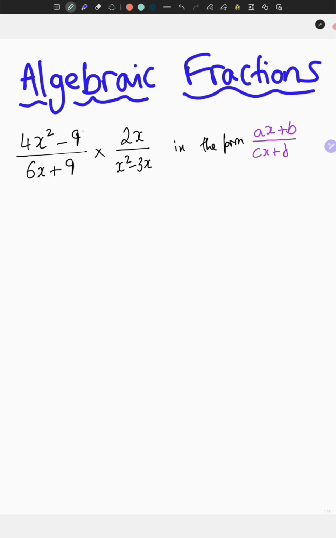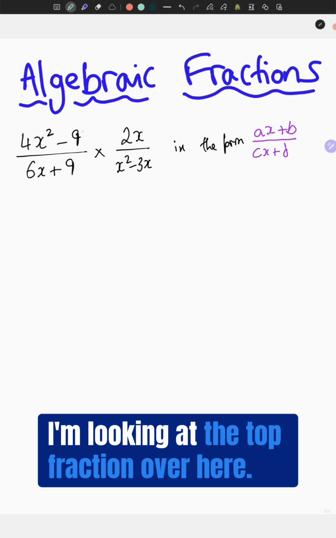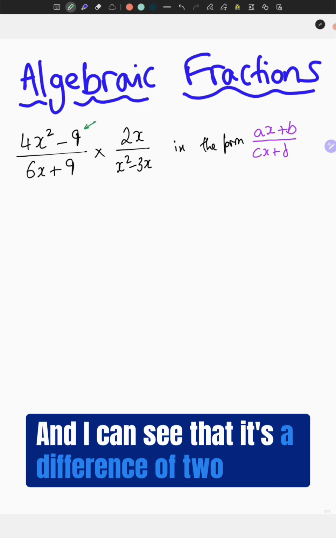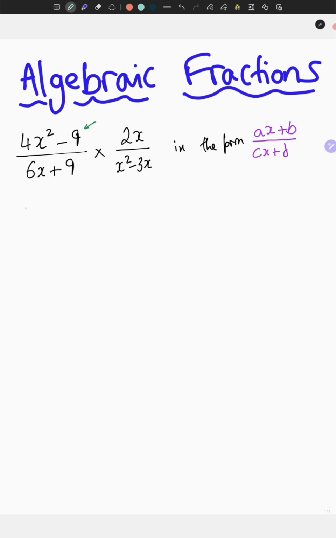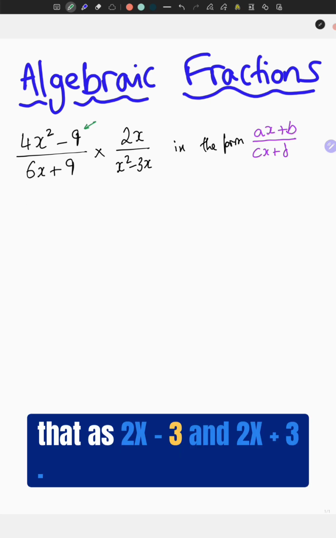Let's start. First thing first, I'm looking at the top fraction over here, and I can see that it's a difference of 2 squares. So I can actually write that as (2x − 3)(2x + 3).